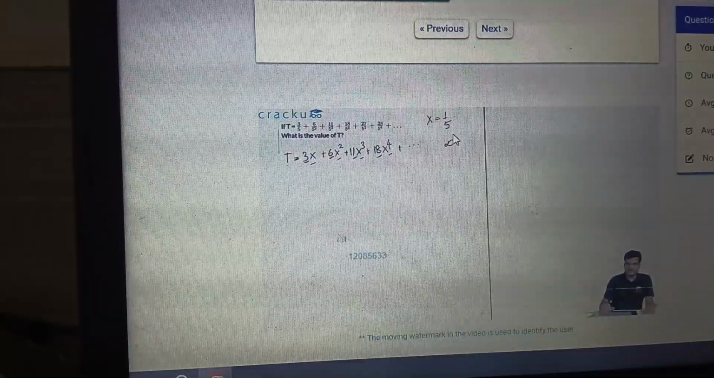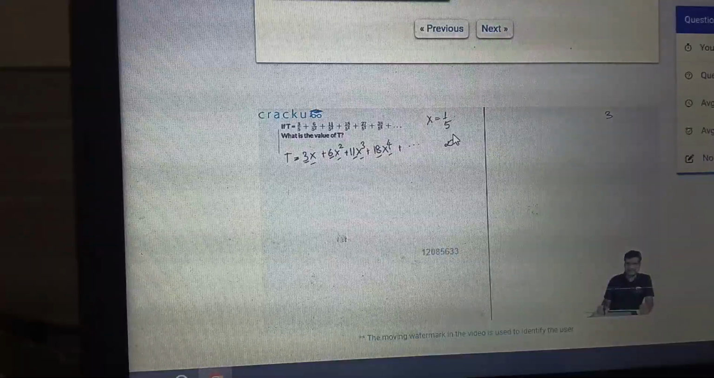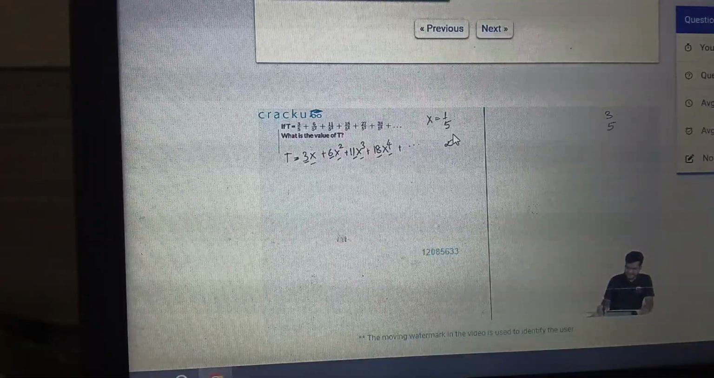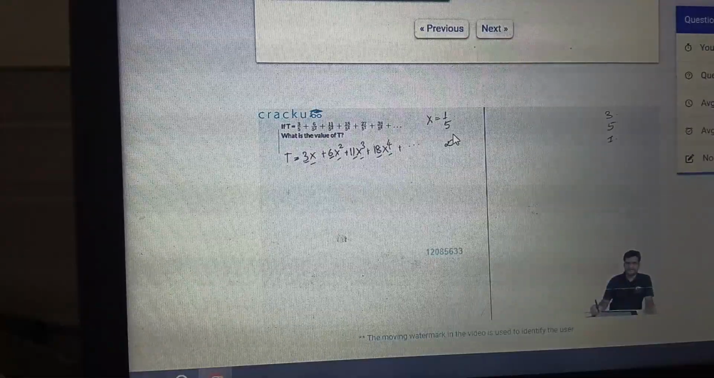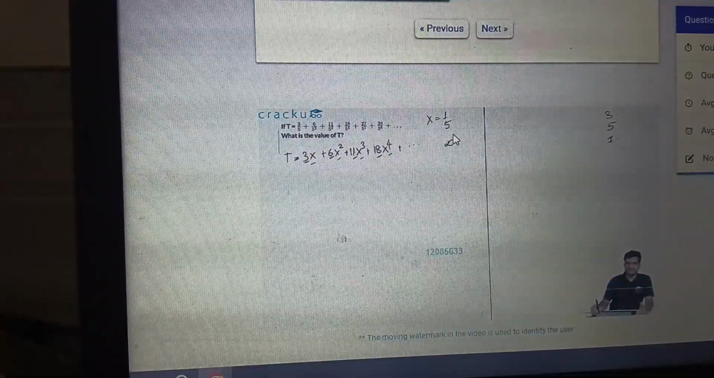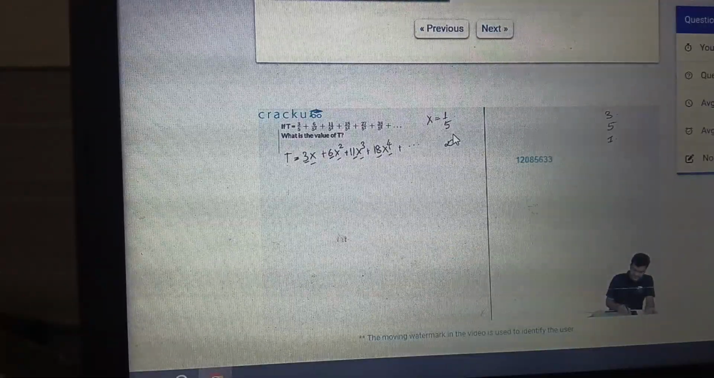So if you notice closely, the difference between 3 and 6 is 3. The difference between 6 and 11 is 5. The difference between 11 and 18 is 7, and so on. So the coefficient is increasing in an increasing arithmetic progression. So for these kind of questions, there is a simple trick to do. Let us multiply t with x.